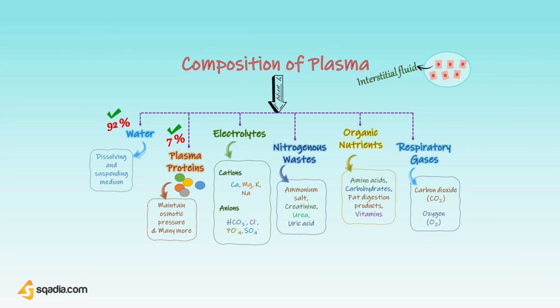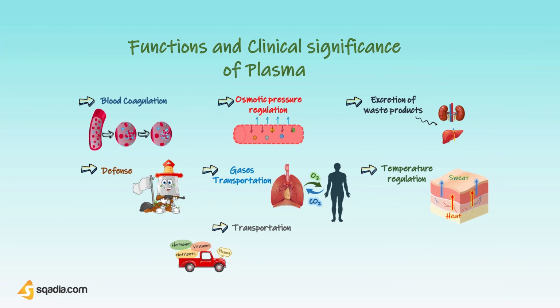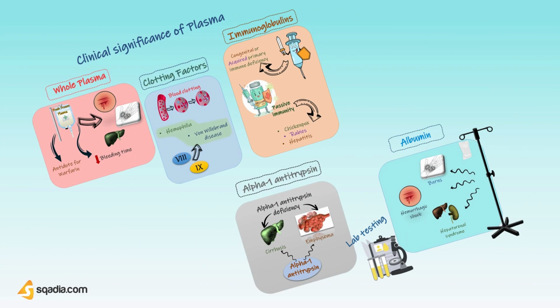So this was all about the first component of blood, that is plasma, where we discussed its composition, plasma proteins, functions, and clinical significance of plasma. Now let's move forward and learn about other components of blood that are formed elements.